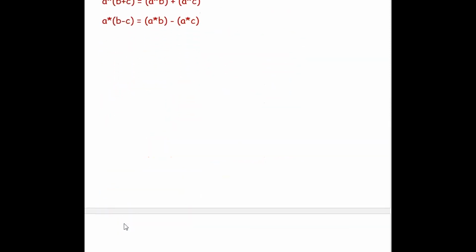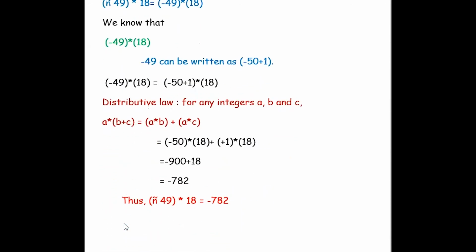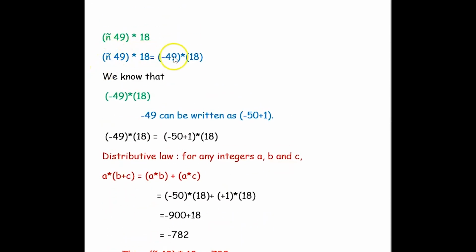This is distributive law over addition and this is distributive law of multiplication over subtraction. So now we will see all the examples one by one. Here n indicates negative. So negative 49 into 18. Negative 49 can be written as negative 50 plus 1. So I am rewriting the equation as negative 50 plus 1 into 18.